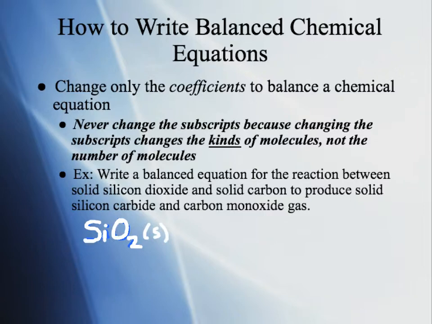So it's a reaction between silicon dioxide and solid carbon. Okay, so we're going to put a little plus sign, and we're going to put carbon. Carbon is not a polyatomic ion or anything like that, so it can stand by itself. Carbon, and we'll put a little S. All right, and then it says to produce. There's our arrow, because that means both of them are going to react together to make everything in the rest of the sentence. Solid silicon carbide.